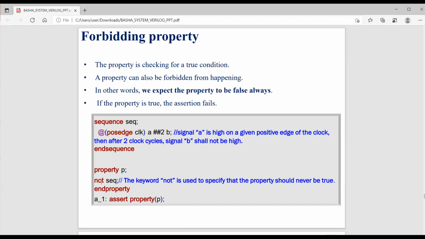For a forbidding property, what we use is, we'll have a sequence, and we write the not keyword followed by the sequence name. If you write it like this, it specifies that this sequence will never be true. If it is never true, then obviously your property will not be true. If your sequence was failing, your property will also fail. So this is called a forbidding property.